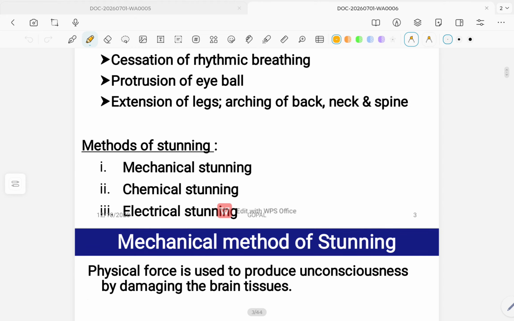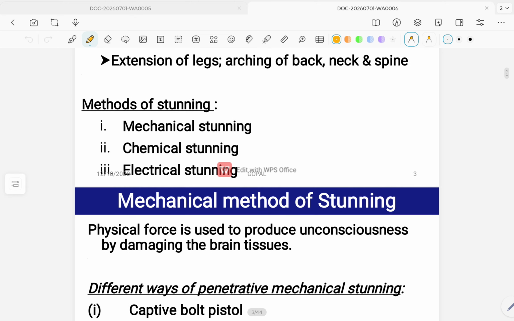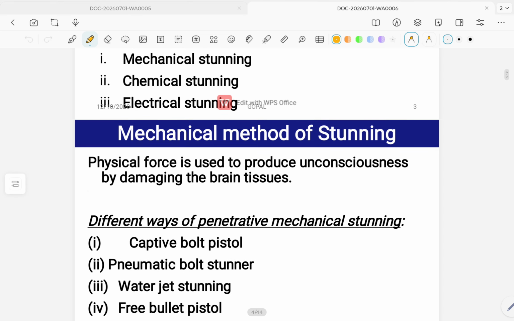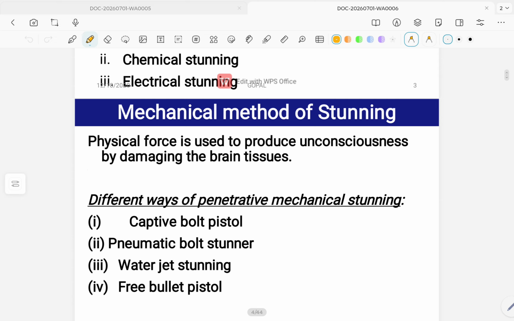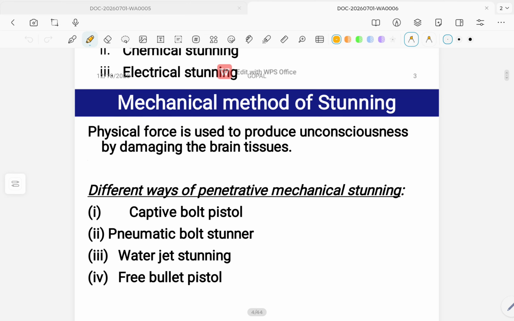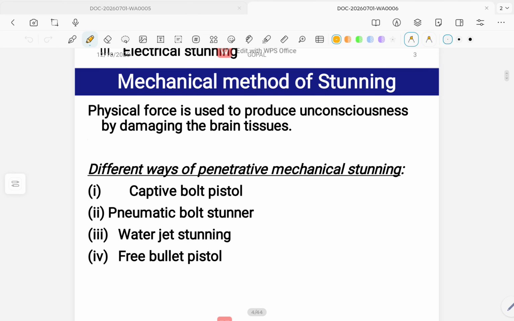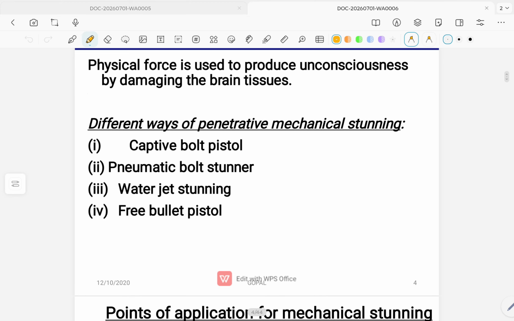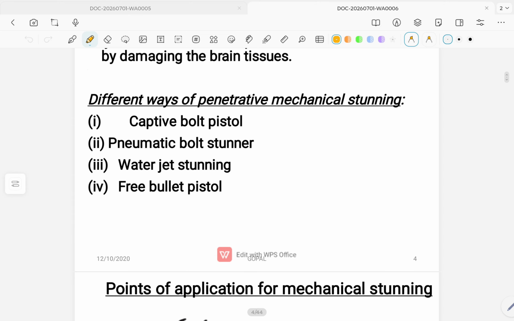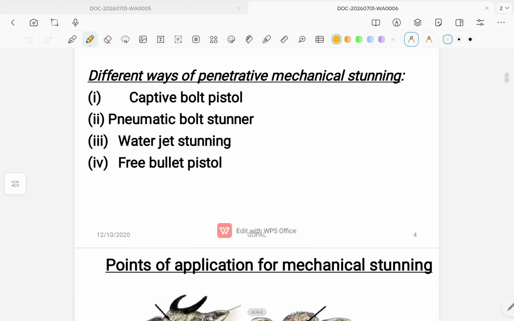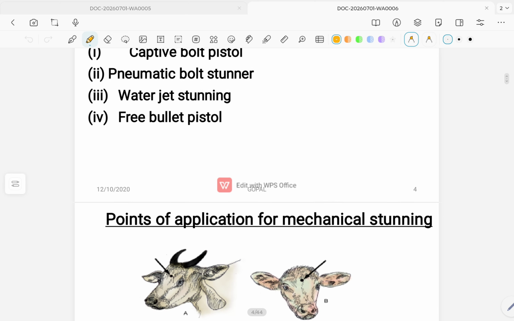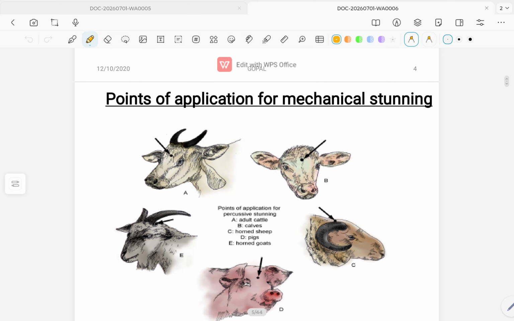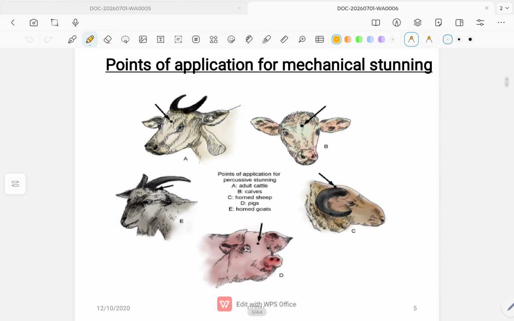Methods of stunning: mechanical stunning, chemical stunning, electrical stunning. Mechanical method of stunning: physical force is used to produce unconsciousness by damaging the brain tissue. Different ways of penetrative mechanical stunning: captive bolt pistol, pneumatic bolt stunner, water jet stunning, free bullet pistol. Point of application of mechanical stunning.